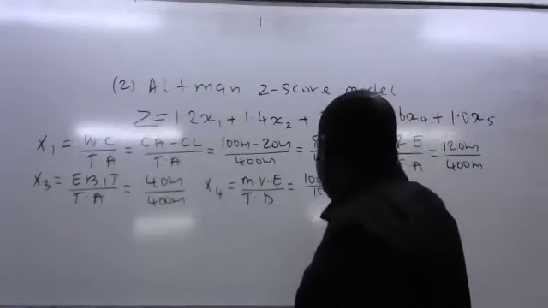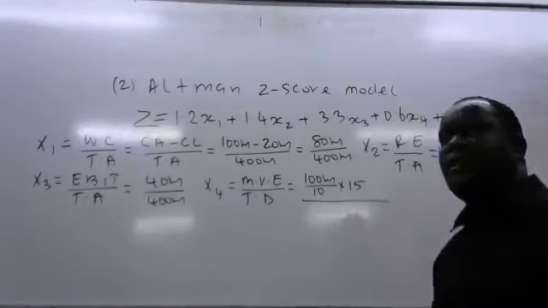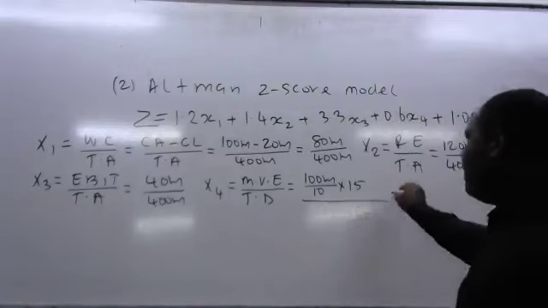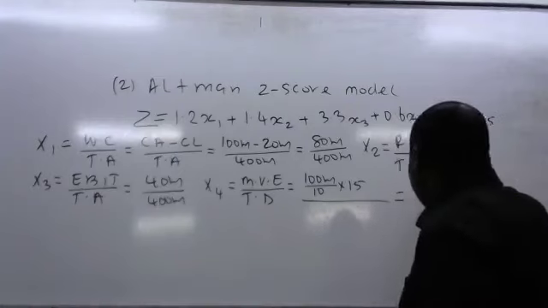Yeah, so we take the number of the ordinary shares multiplied by 15 shillings. That will give us the market value for equity. So when you take that and multiply by 15, how much is the market value for equity? 150 millions. So this will be 150 millions.